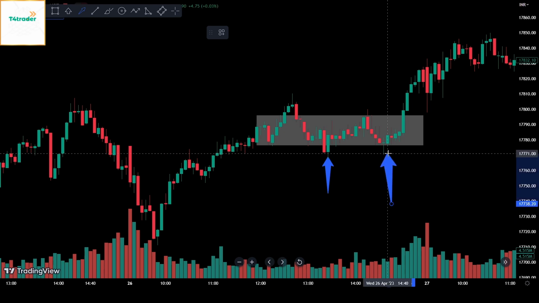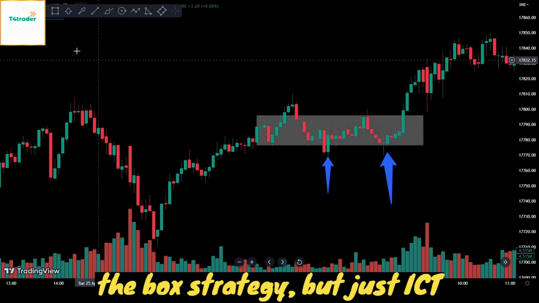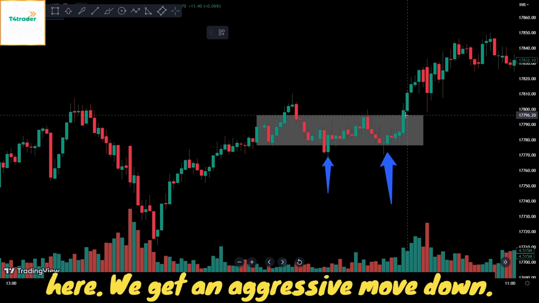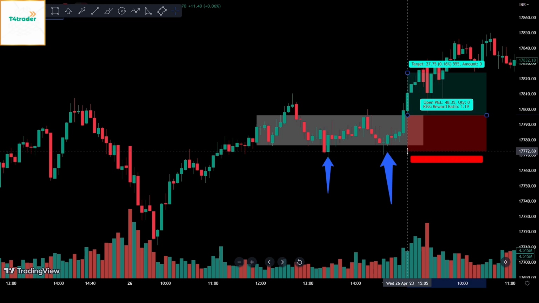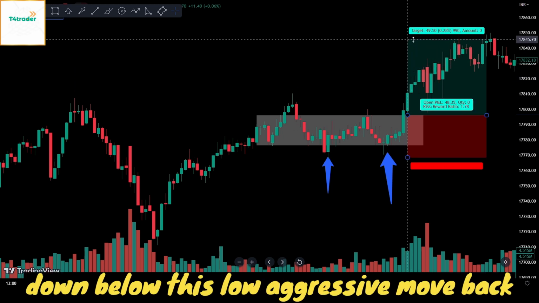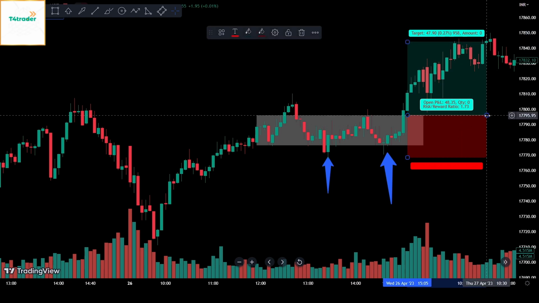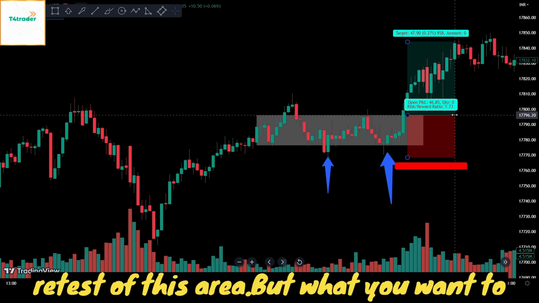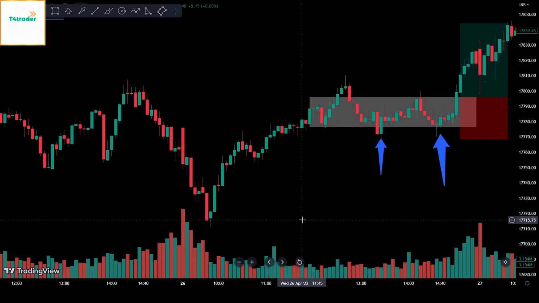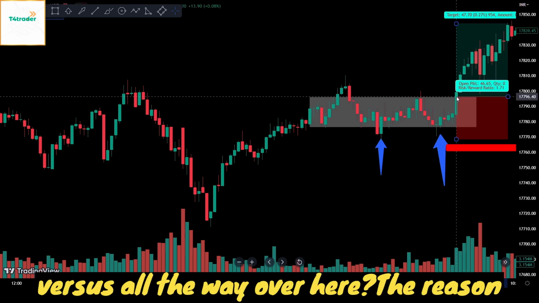Go higher. Here's a quick little tip, not only for the box strategy, but just ICT concepts in general. Right here, we get an aggressive move down. Not super aggressive, but still moving down below this low, aggressive move back up. A lot of people be looking long for a retest of this area. But what I prefer is to catch them right away. Right. So if it's somewhere in here versus all the way over here.